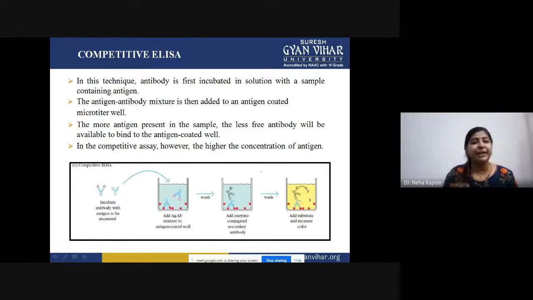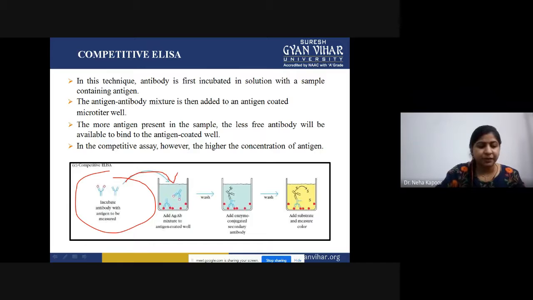The next type of ELISA is competitive ELISA. In this very technique, as the name suggests, there must be some sort of competition. So in this technique, we first of all incubate the antibody in a solution in which the sample containing antigen is added. That means we will incubate the specific antibody with the patient serum. Once you have incubated it, if the antigen is specific, it will form a complex. So once this antigen antibody complex, or you can say an immunocomplex, is formed, this antigen antibody mixture will be added to a microtiter well.